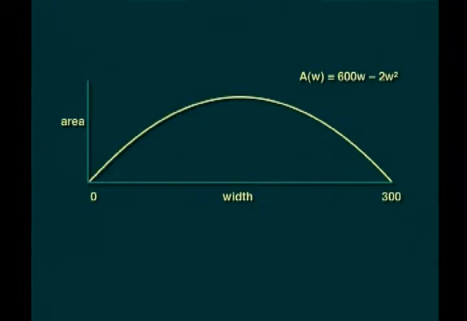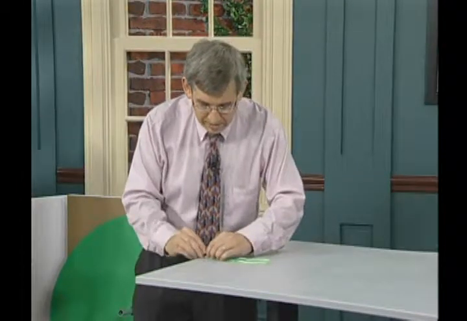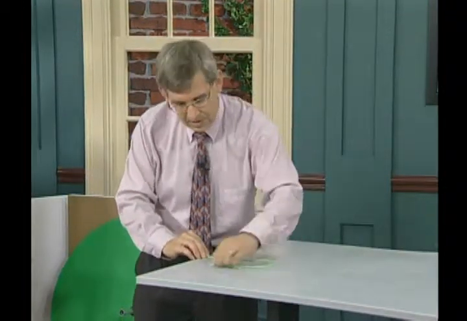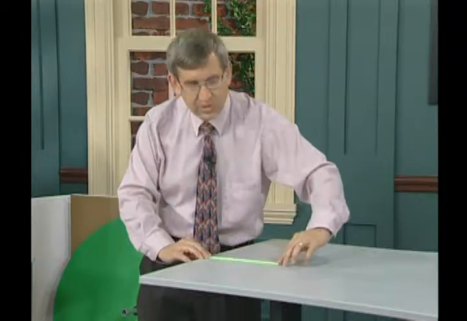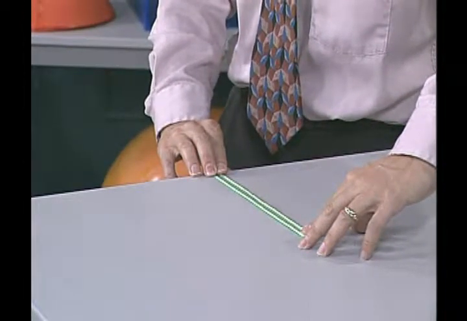Likewise, suppose we made the width 300 feet. Well, what does that mean? That means that we took our fencing and laid it right next to itself, straight up in a line. Well, there's no area there either.